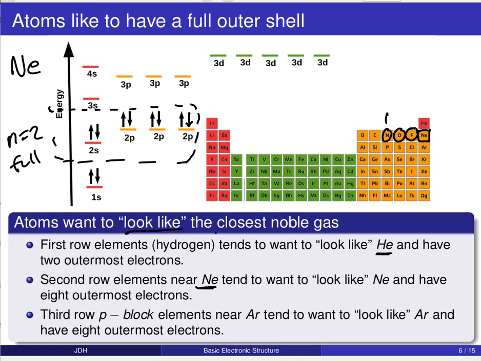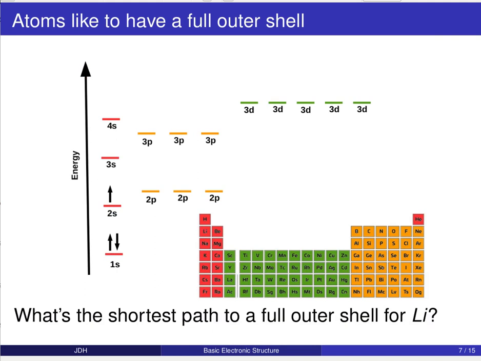Now, you can go down a row and you can look at phosphorus, sulfur, chlorine. All those third row p block elements over here near argon are going to want to, once again, gain electrons to look like argon. Now, something interesting happens here. Remember that the principle that we're following here is that atoms want to look like a noble gas, but they're going to look like the nearest noble gas.